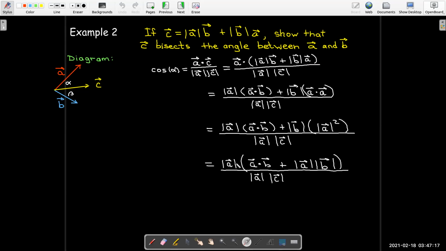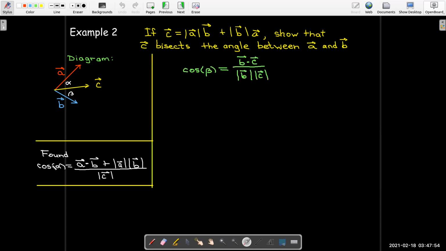And now the length of A is a factor of the numerator. It's also a factor of the denominator. So a scalar over itself is a form of 1. So that will divide to make 1, and I simplified to having just A dot B plus the length of A times the length of B all over the length of C. And that's cosine of alpha. Okay, so let's calculate cosine of beta.